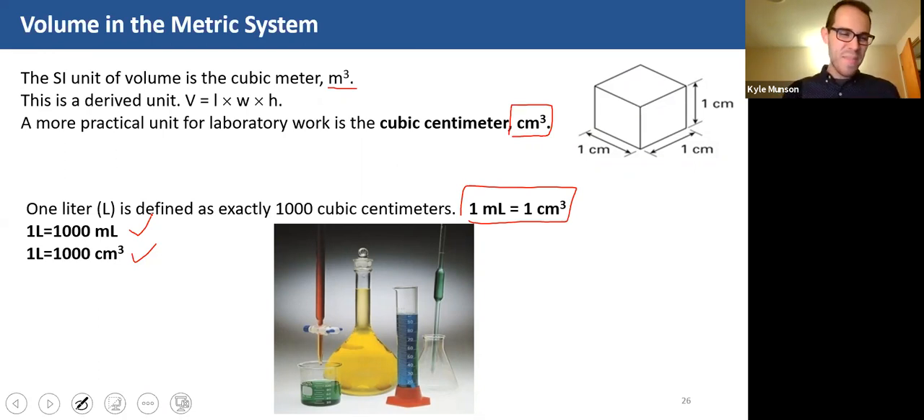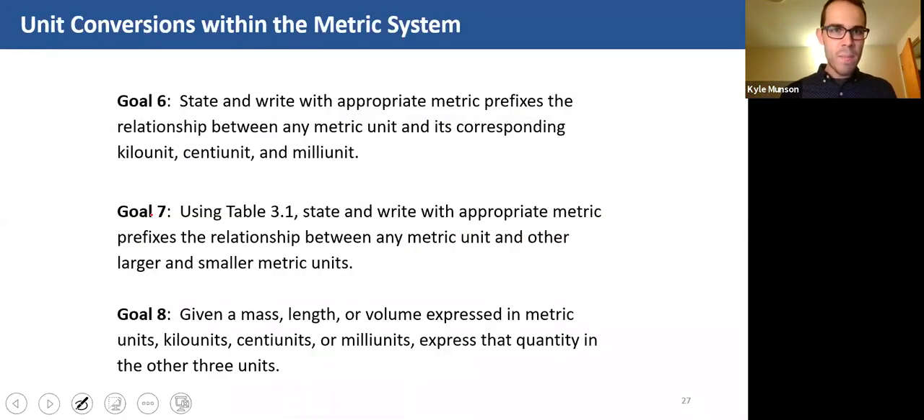Cubic centimeters. All right, so now let's go through what we really need to know. I don't want you to know that whole table of converting between these things. But before we do that, let me state the goals for converting between things in the metric system. We want to state and write the metric prefixes and the relationship between a kilo unit, a centi unit, and a milli unit. Using this table 3.1 that I'll show you in the next slide, state and write the appropriate metric prefixes, and then given mass, length, or volume expressed in metric units, express the quantity in other units.